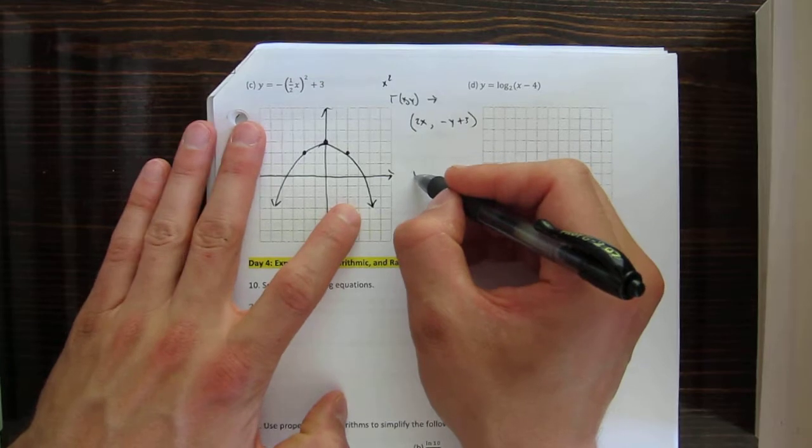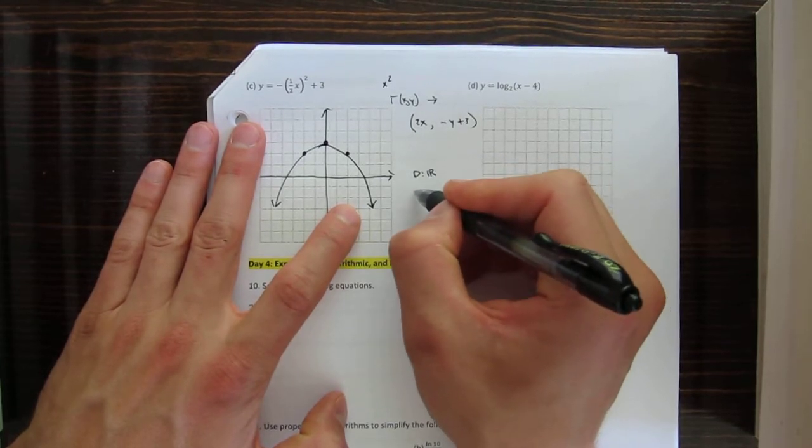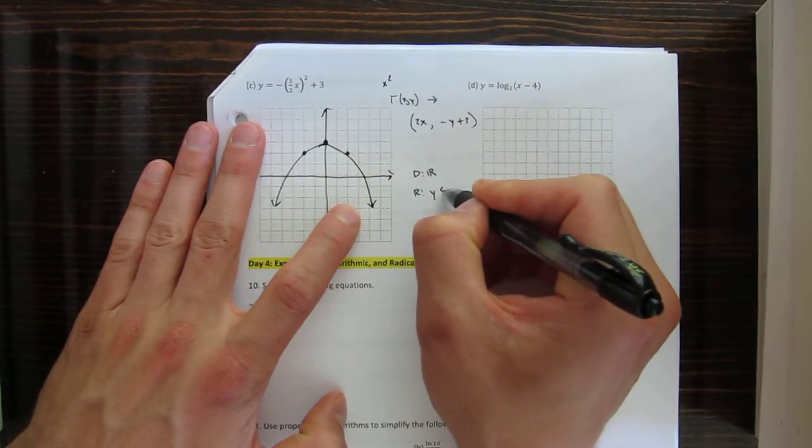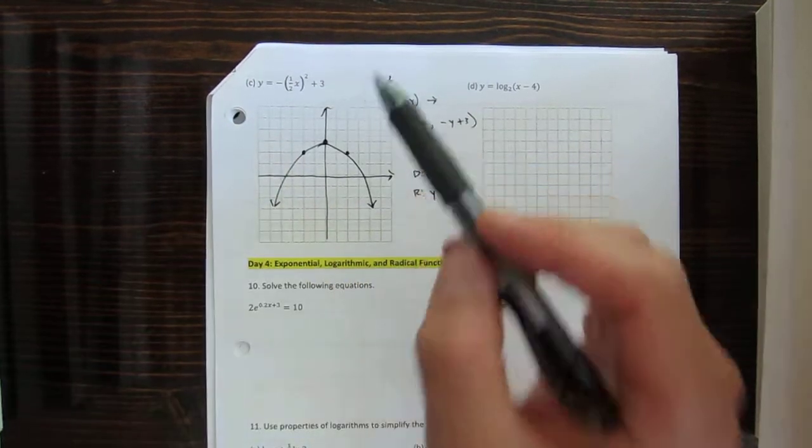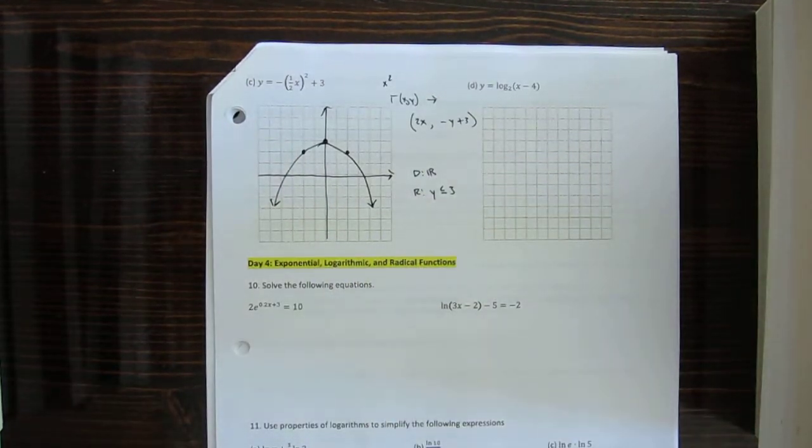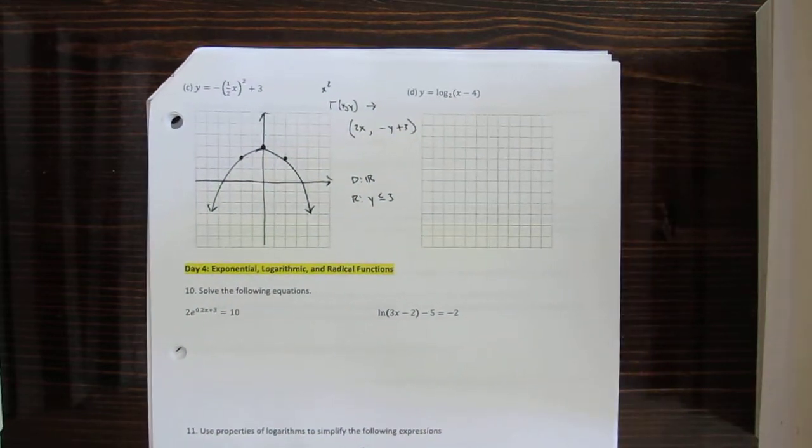And of course, my domain is all real numbers, and my range is y is less than or equal to 3. For the parent function, it's greater than or equal to 0, but I've reflected it, so it should be y is less than or equal to 3.